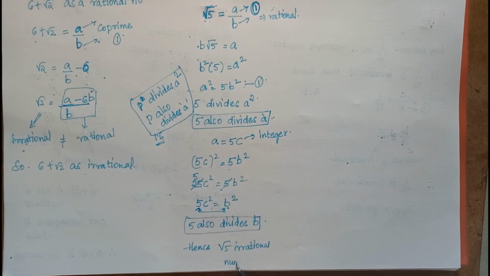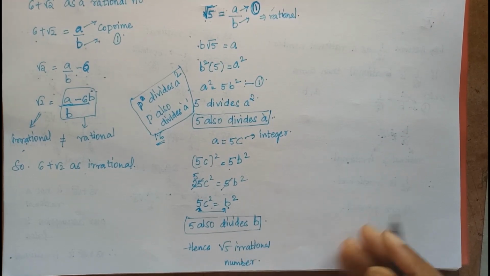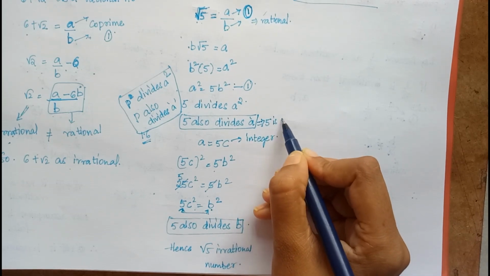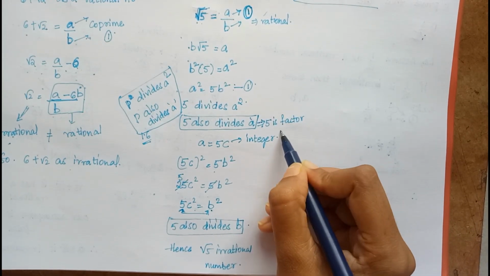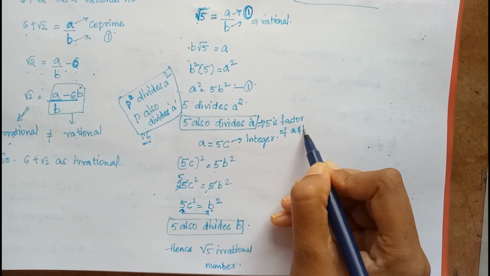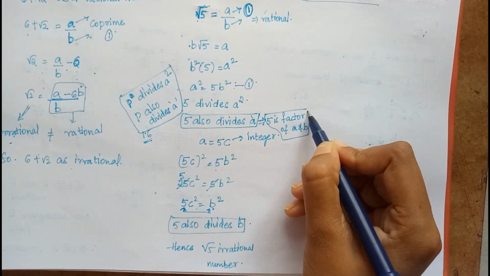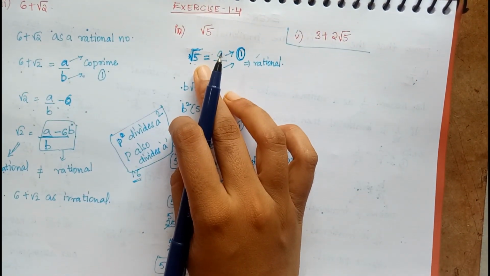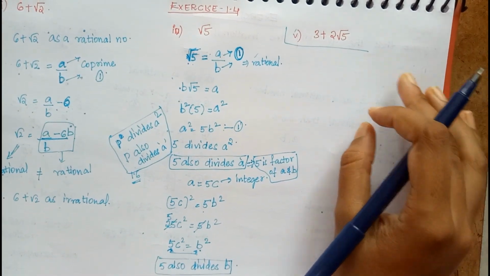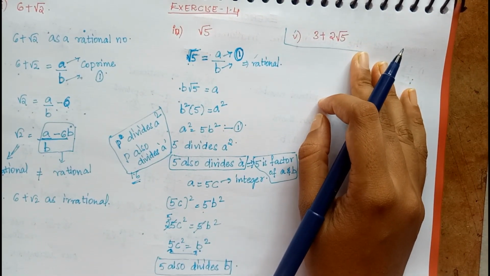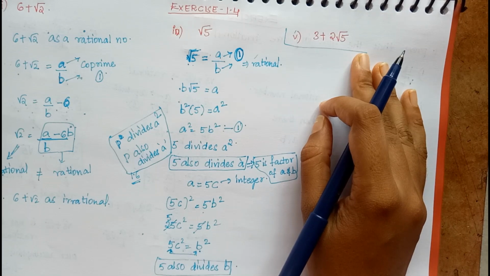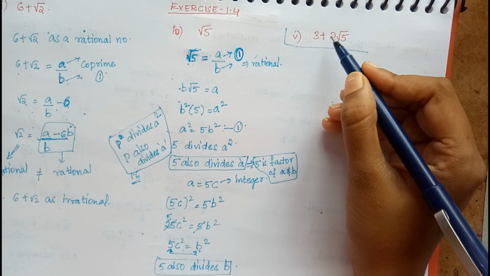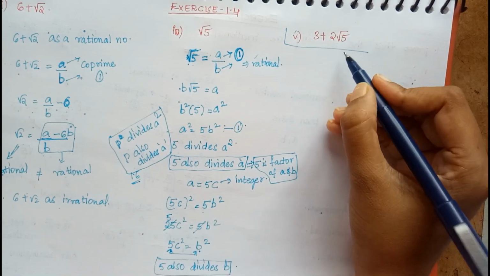What we assumed is false. Here 5 is a factor of both a and b, so we can conclude that root 5 is an irrational number. Here the last one, the fifth one. Watch the video till the end so that I will give key points at the end of the video. Here what does it say? 3 plus 2 root 5 is an irrational number.